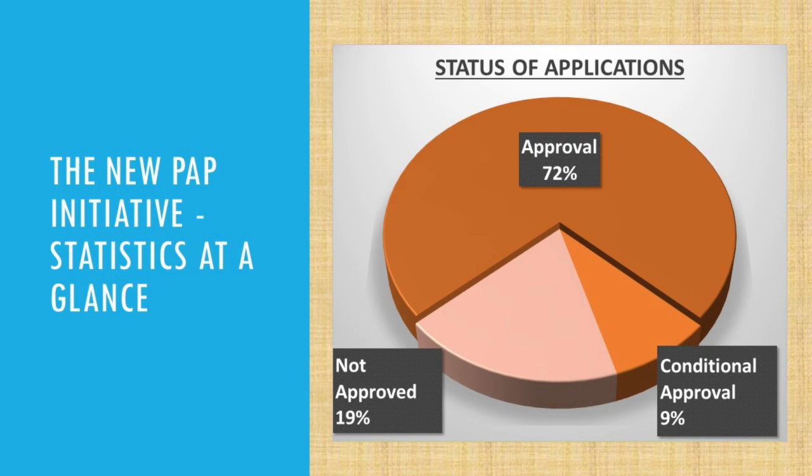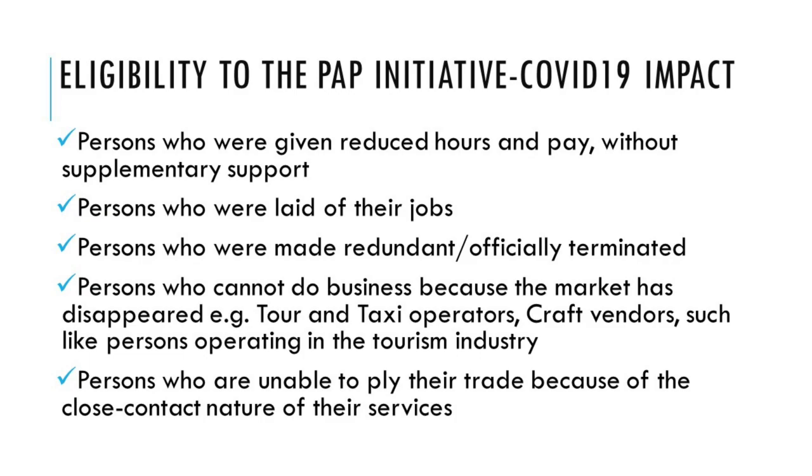Those in the not approved category, for the most part, these were others who either submitted partially completed forms or forms where additional information that we required to make a definite decision was not available. So these are persons that we're reaching out to sort out those ones. Next slide. Now, eligibility to the PAP program, as we call it.